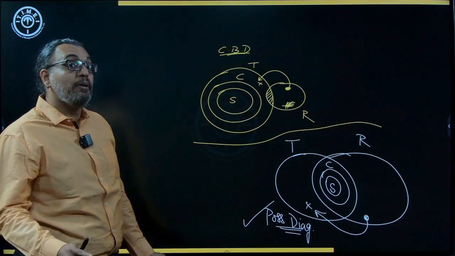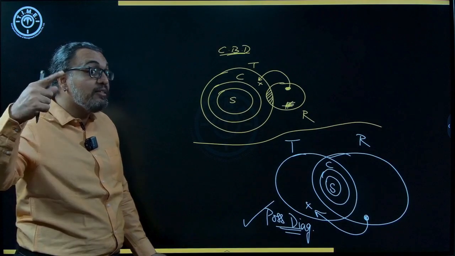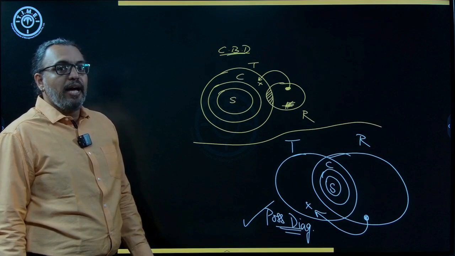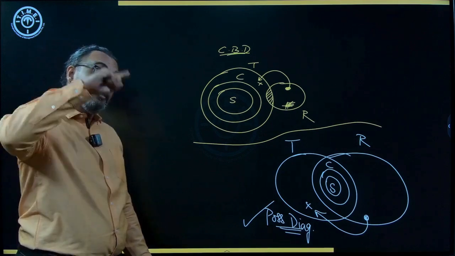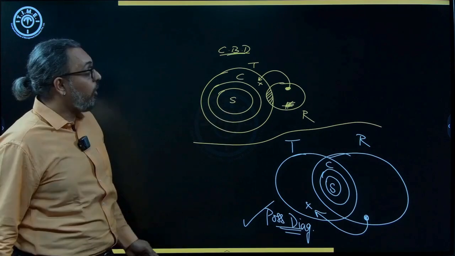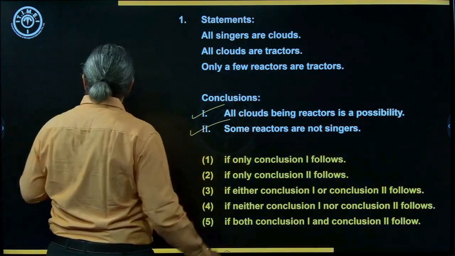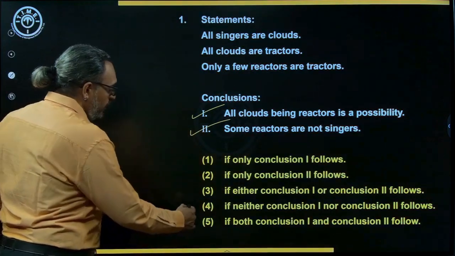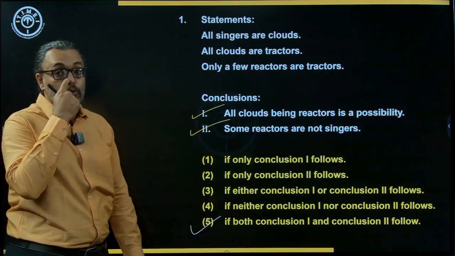So what is happening? The complementary pair fails in your alternate diagram. That means the negative conclusion still satisfies your alternate diagram. It was satisfying your basic, it satisfies your alternate. So that means 2 also follows. So my answer to this will be both 1 and 2 follow.